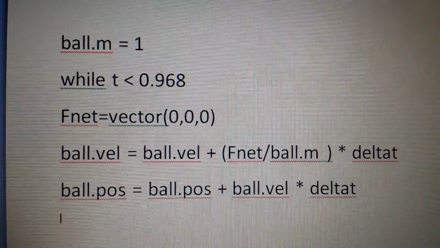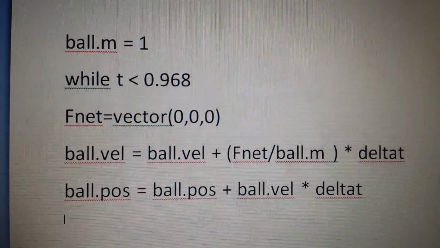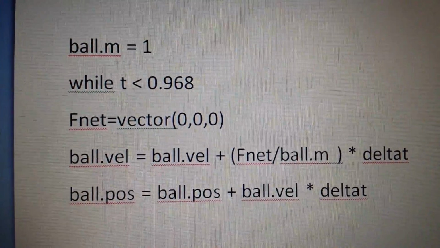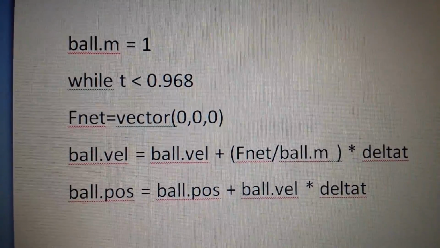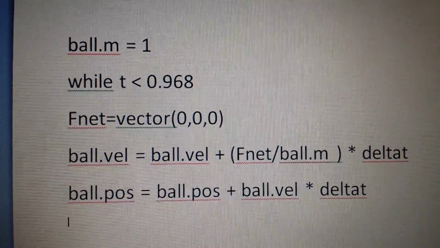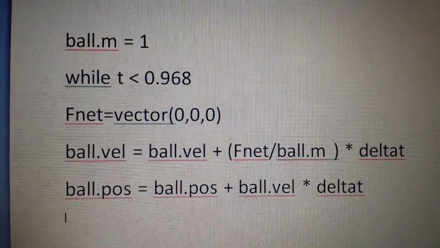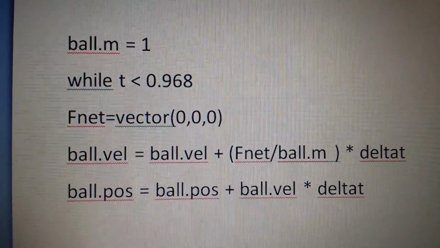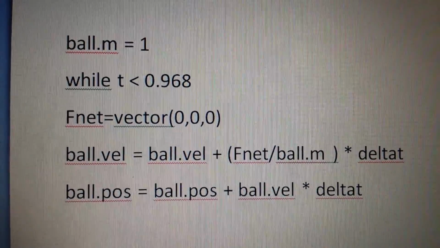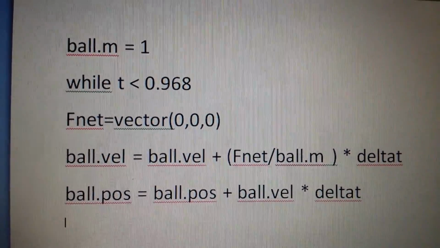Hello, my name is Myles, and the purpose of this lab was to analyze the fundamental principle, Newton's second law, which states that the final velocity equals the initial velocity plus the total net force divided by the mass times delta t, which is the change in time. It was found through analyzing the data that the data does not fit the predicted model.